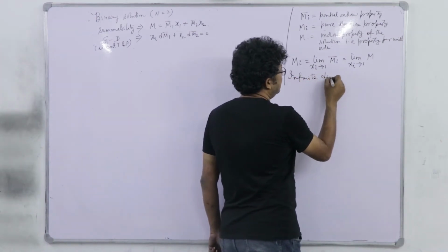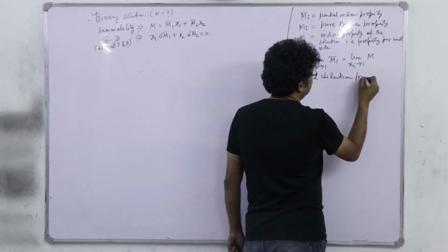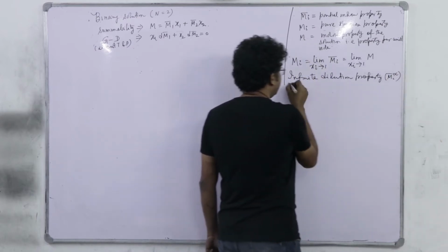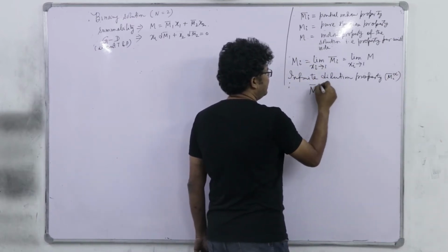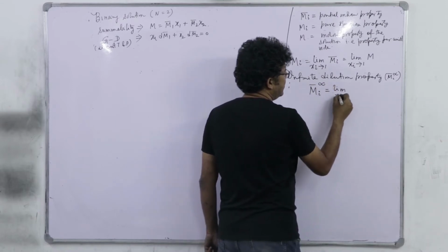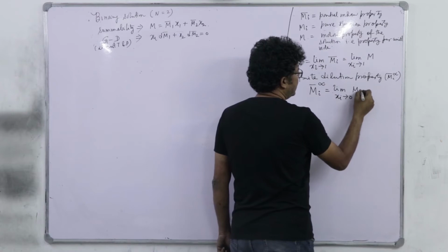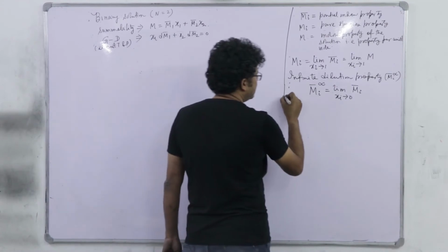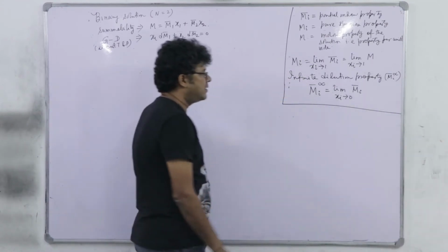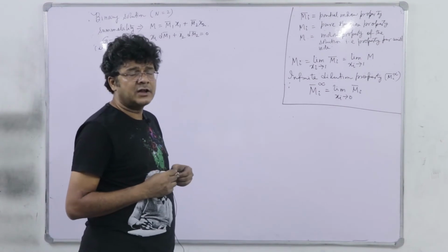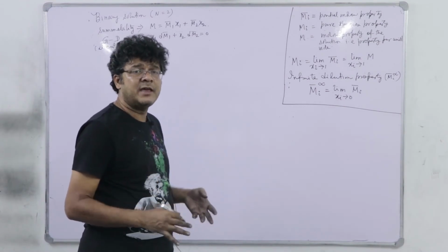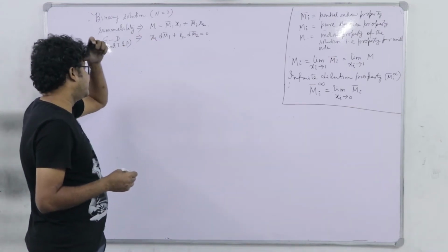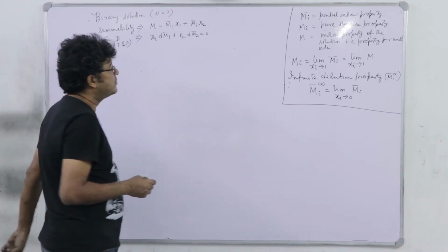Infinite dilution property, mi bar infinity. What is that? Mi bar infinity is limit xi tending to 0 of mi bar, right, but not M. So, it may happen, right, this mi bar infinity is not at all 0 and mi bar infinity may be higher than the pure species property, okay. So, with that understanding, let us proceed for binary solution.